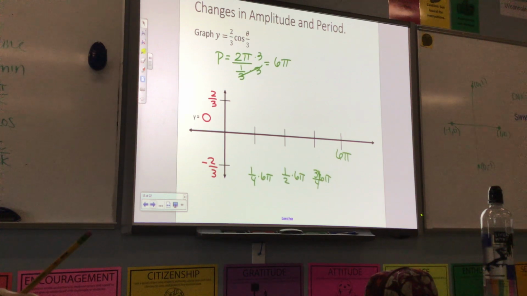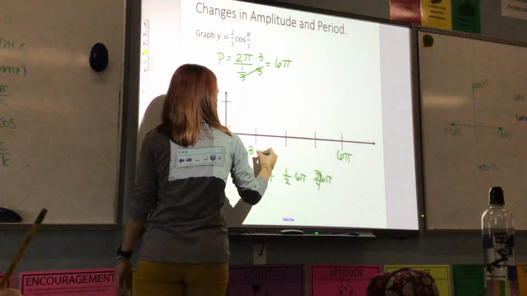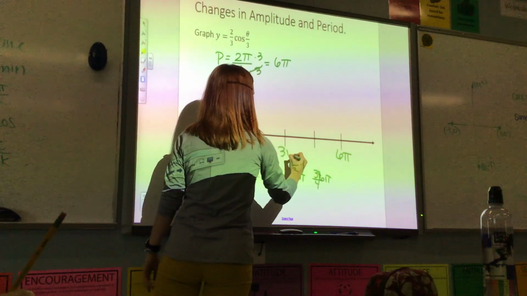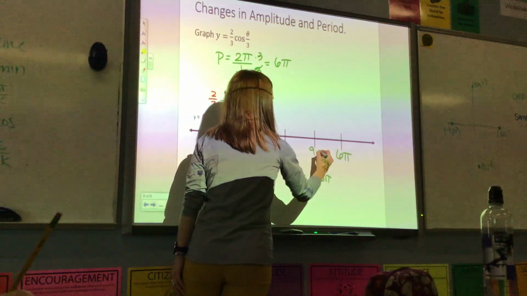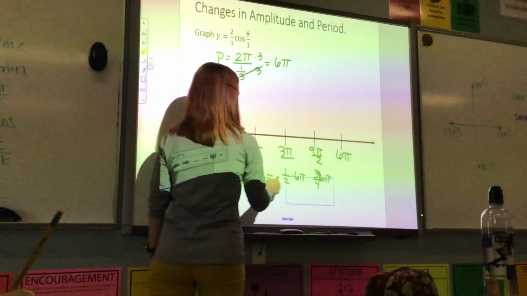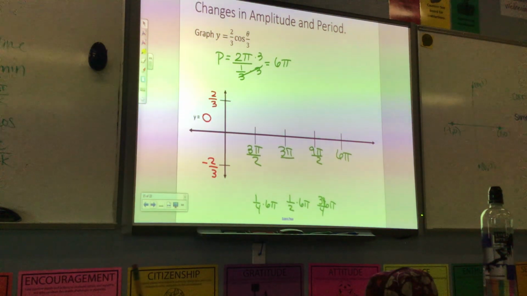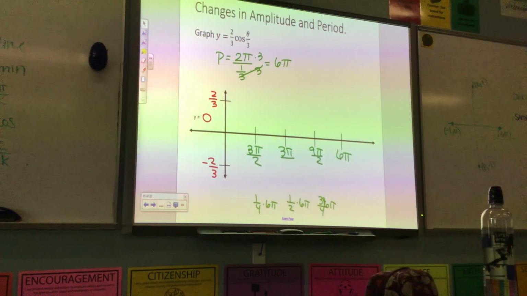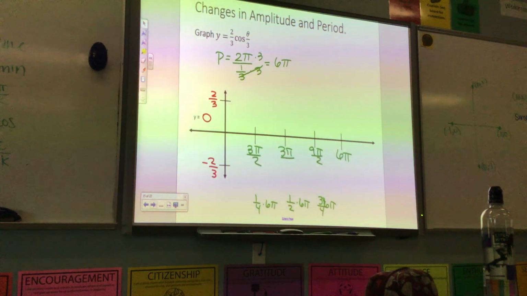What's 1/4 of 6 pi? What's 1/2 of 6 pi? 3 pi. What's 3/4 of 6 pi? 9 pi. When I grade these questions on your test, they're usually worth like 5 points. 4 of your points you get if you just do this. The one other point comes from whether you can sketch the correct graph. So make sure that where these numbers all came from makes sense.